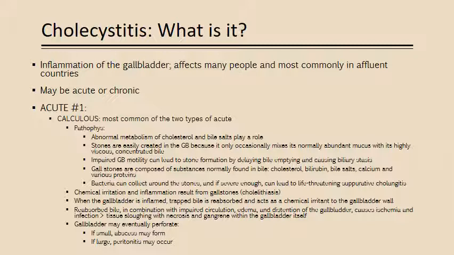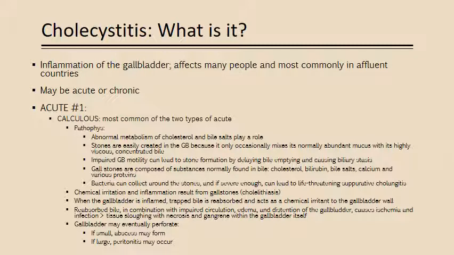Gallstones are composed of substances normally found in bile, and this would be cholesterol, bilirubin, bile salts, calcium, and various proteins. Bacteria can collect around the stones, and if it's severe enough, it can lead to life-threatening suppurative cholangitis. Chemical irritation and inflammation result from the gallstones. It's called cholelithiasis. That's what gallstones are. Because the gallstones are in there, it irritates the walls of the gallbladder and it gets inflamed. And when the gallbladder is inflamed, trapped bile is reabsorbed and it acts as a chemical irritant to the gallbladder wall. So it just hangs out in there and annoys it.